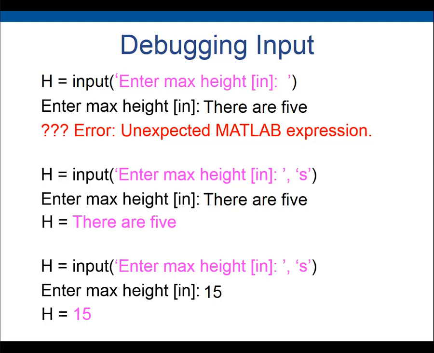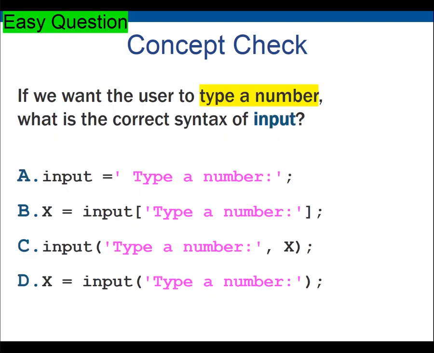This 15 is considered string type data. So, an easy question: if we want the user to type a number, what is the correct syntax of input? We have 4 options, A, B, C, D. Which one is the right syntax?